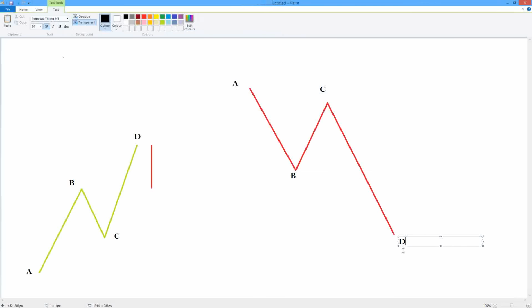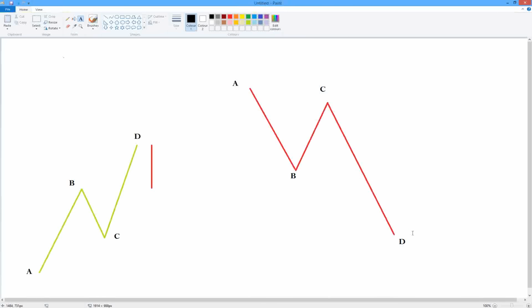D. Now the most important thing to remember when you're looking to see if you have a valid retracement is that C, the retracement point, cannot go any lower than A. Same this way. If price was going down, your retracement could not come up any higher than A. If it breaks A's price, we no longer have a valid retracement.